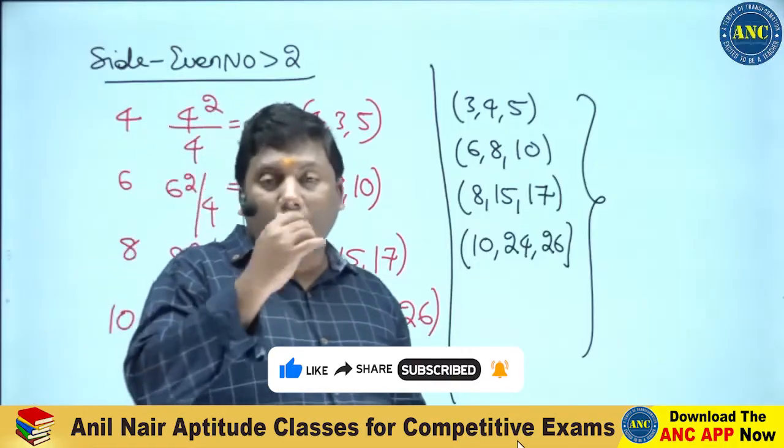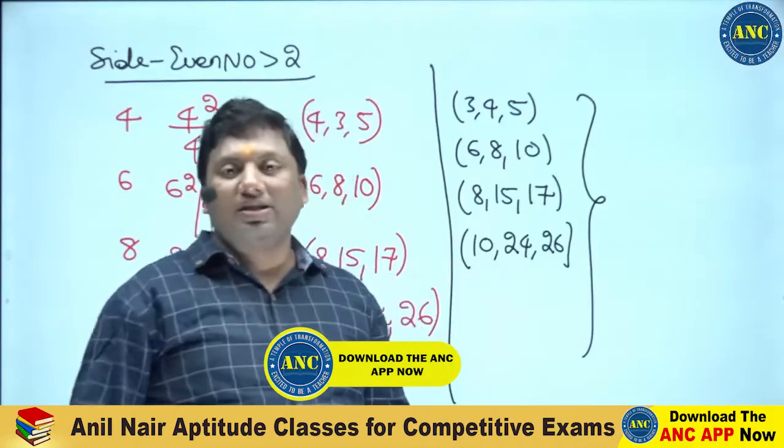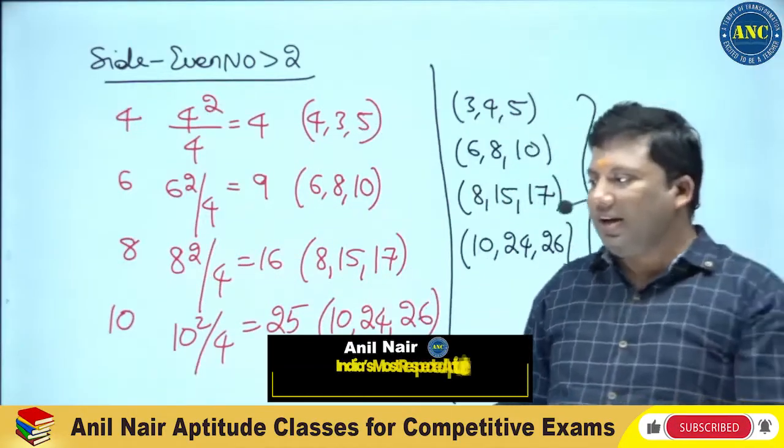At least one of the numbers in a Pythagorean triplet is divisible by 3. At least one of them is divisible by 4. At least one of them is divisible by 5. I hope the idea is clear.